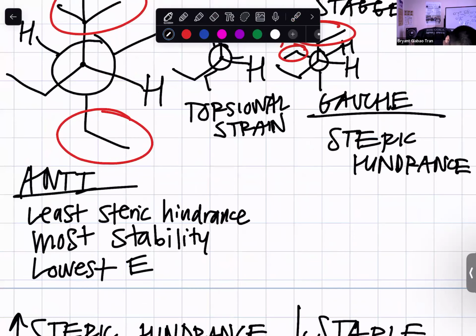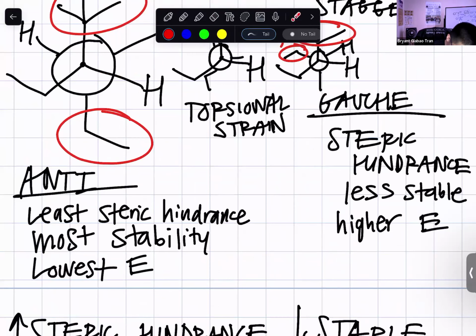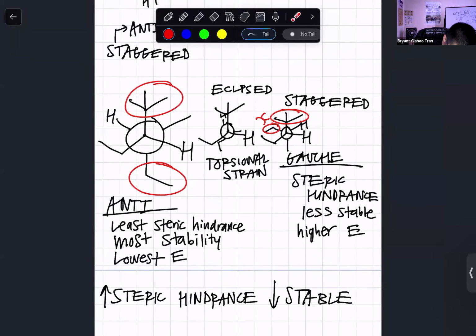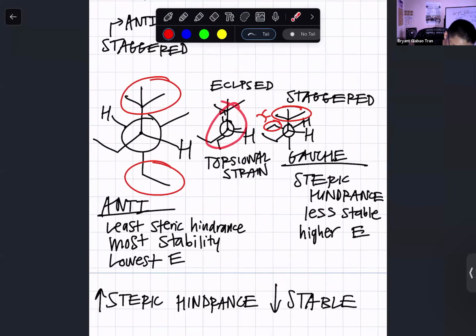This one here would be considered less stable because of more steric hindrance, meaning that it will have higher energy compared to this one right here. But eclipsed would be the least stable, because it has torsional strain and steric hindrance, you could say.